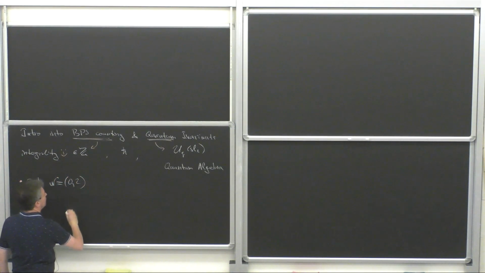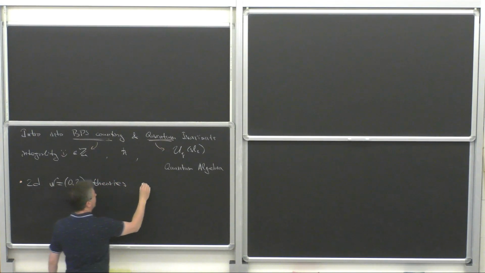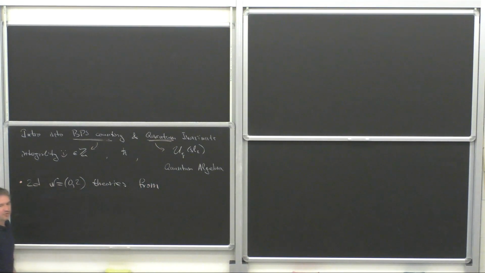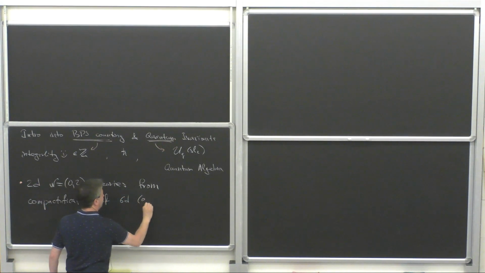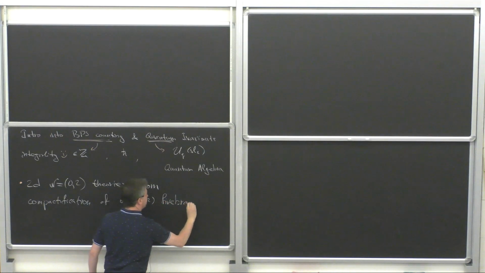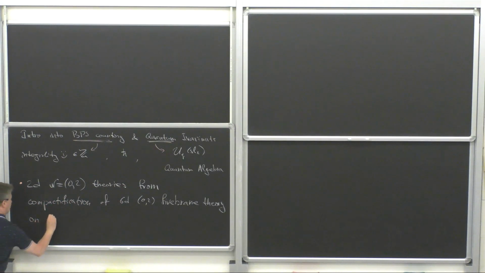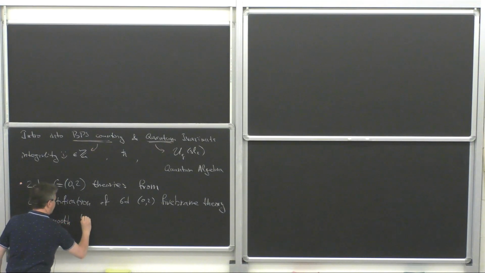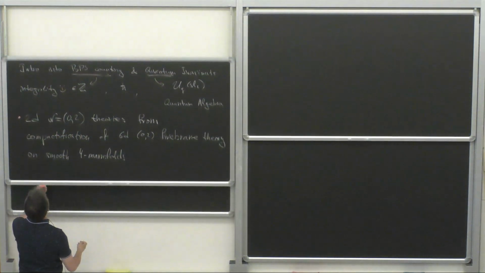two-dimensional (0,2) theories. I'll write a long version and then I'll give you shorter ones: from compactification of 6D (0,2) five-brane theory on 4-manifolds. On, maybe I should emphasize, on smooth 4-dimensional manifolds. So that's going to be ingredient number one.